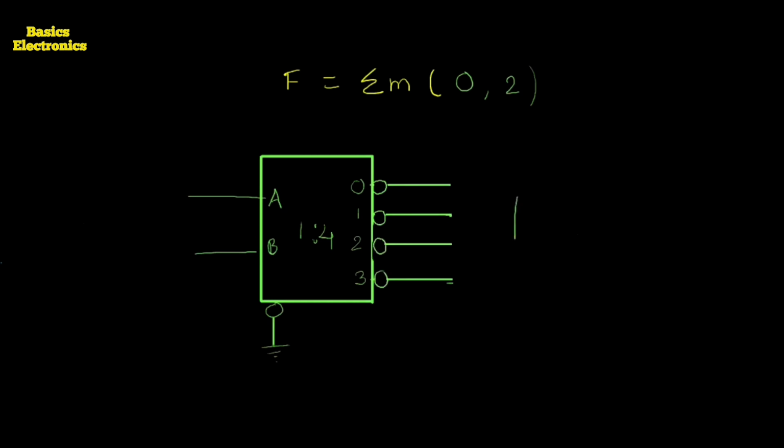Now we draw the NAND gate here. That NAND gate has the output F. The given inputs we connect to this NAND gate. The given inputs are 0 and 2, so I connect the first line and the line which has 2 mentioned. So this is the implementation of the logical equation by using the demultiplexer.